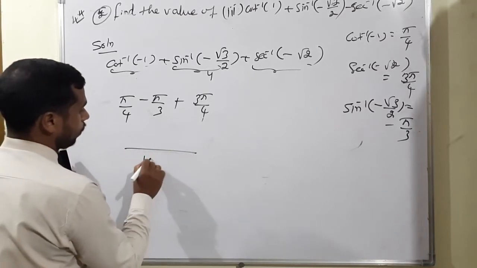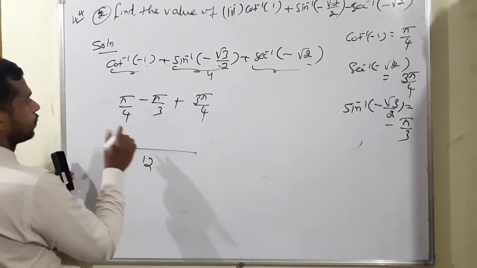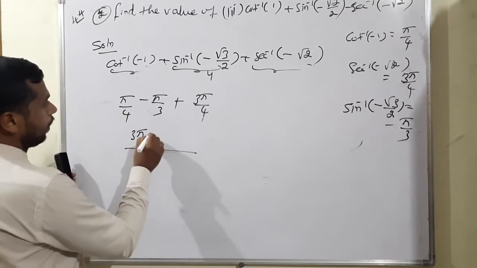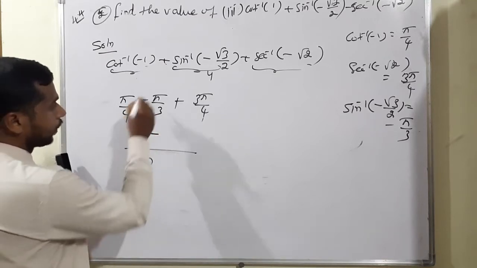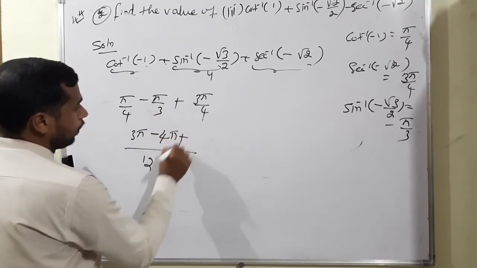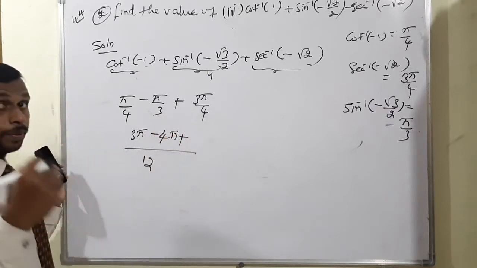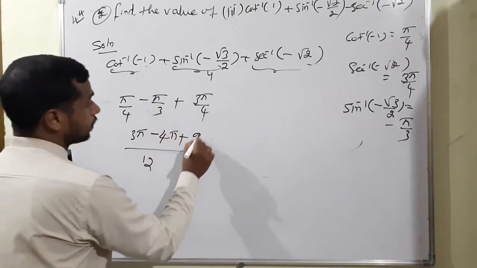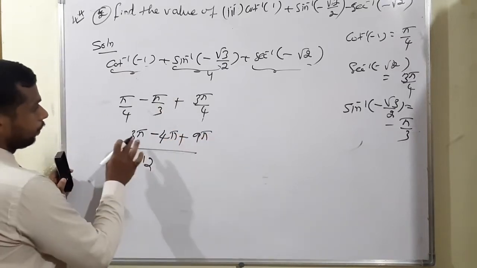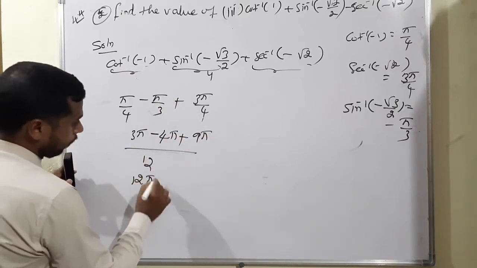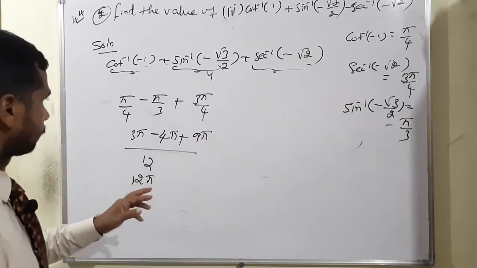Common denominator 12. 12 divided by 4 means 3 times, so 3 into pi means 3 pi. Minus, 12 divided by 3 means 4 times, so 4 pi. Plus, last time 12 divided by 4 means 3 times, 3 into 3 means 9 pi. Now 9 pi plus 3 pi means 12 pi. 12 pi.